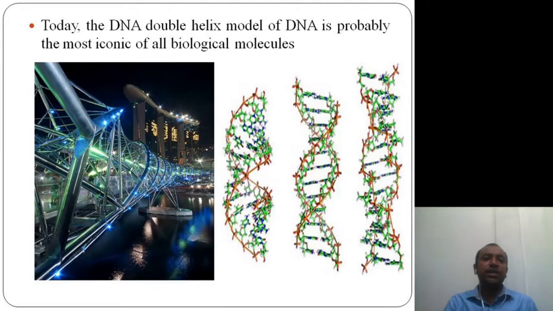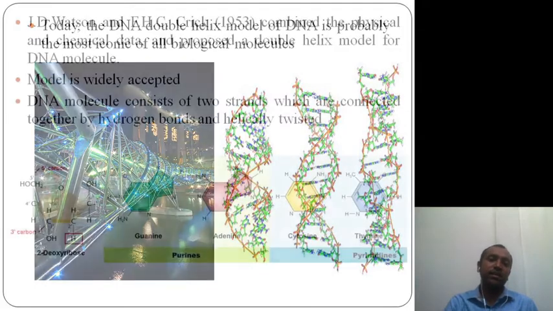Today, the double helix model of DNA is probably the most iconic of all biological molecules. You can see here towards the right hand side, there are three DNA molecules. You can see they are double helix. However, on the left, there is just an analogy where a bridge was made, which is pretty much similar to that of a DNA molecule. So it shows how the DNA molecule is so important, not only in terms of heredity, but also because it provides so much structural integrity as well.